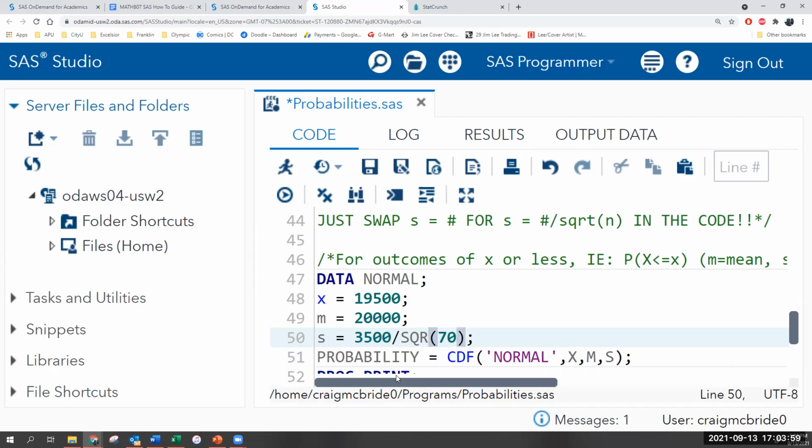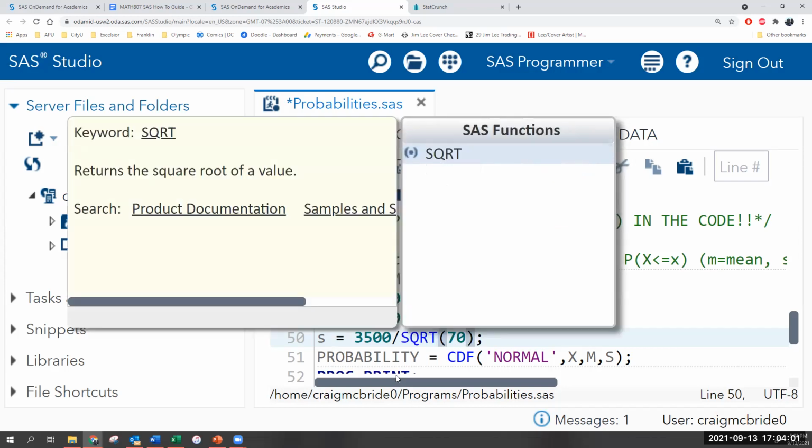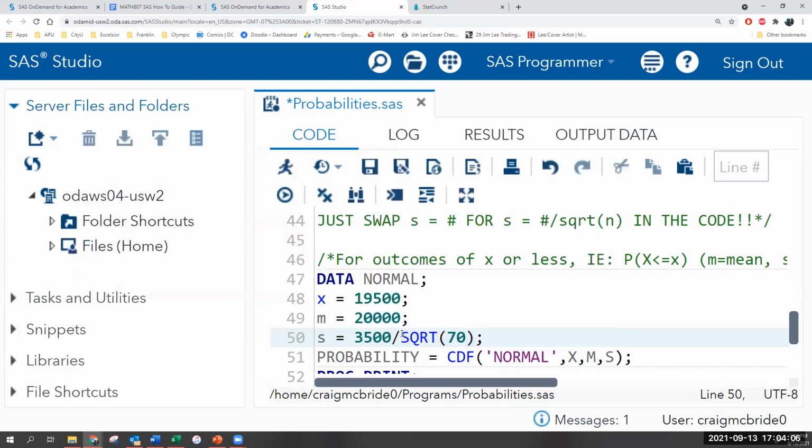All right, I don't like that color. I think it is SQRT. Yep. Okay. See how it changed to blue? So it became the square root function. So now this is actually going to do the math for me.